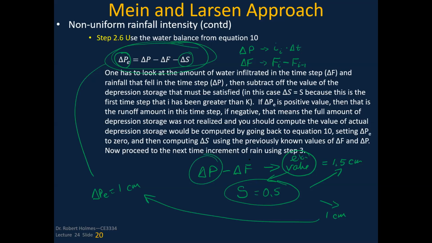I've got the delta P, I've got the delta F, I've got the S, which is now the delta S, equal to my 0.5 minus what S was in the previous time step, right? And we've had none, that was 0. So my delta S becomes 0.5, which I subtract off the 1.5, and that all lends itself to 1 centimeter. And so that's what this paragraph here kind of discusses, and I think it may become clearer as you look at the example problem.